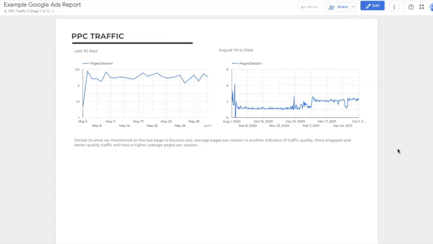If you have a normal website with multiple pages, pages per session is another indicator of traffic quality. More engaged and better quality traffic will have a higher average pages per session. So hopefully that explains this report in a good amount of detail. You should be able to understand the data.